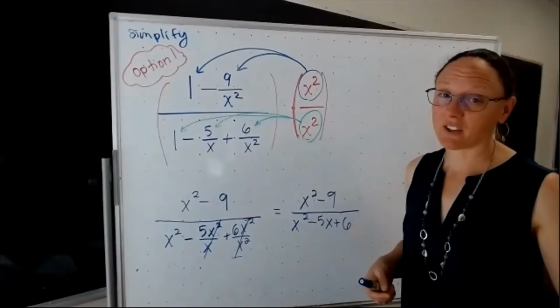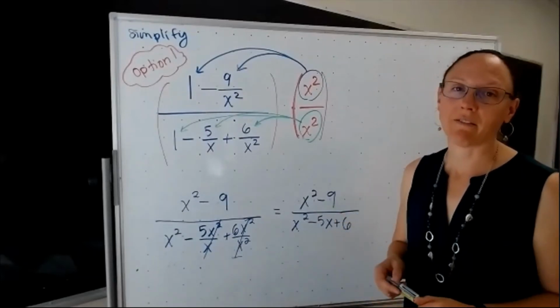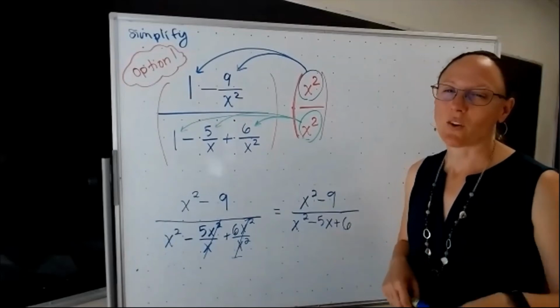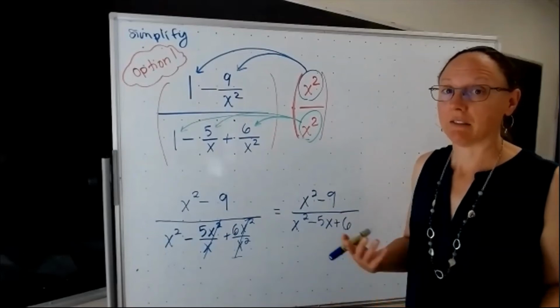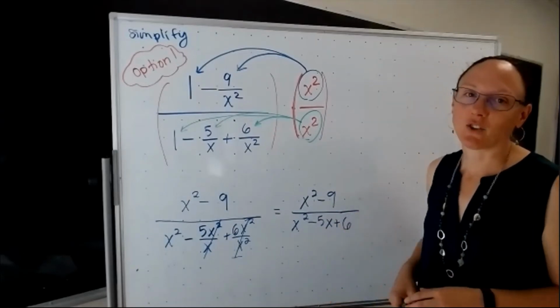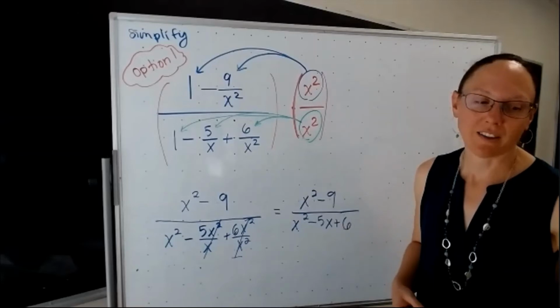Now I'm ready to factor the top and the bottom and see if we have anything that cancels out. So I'll give you a second to, okay, not 1 second. I'll give you like 40 seconds to factor the top and the bottom and see if you can get anything to cancel.